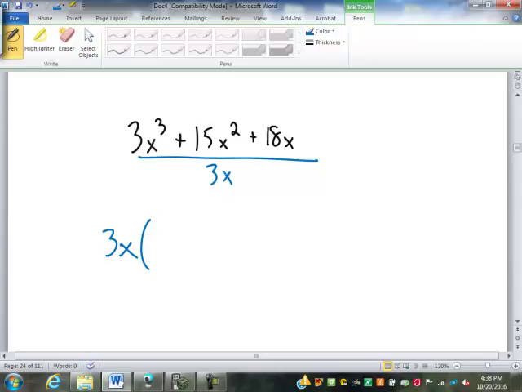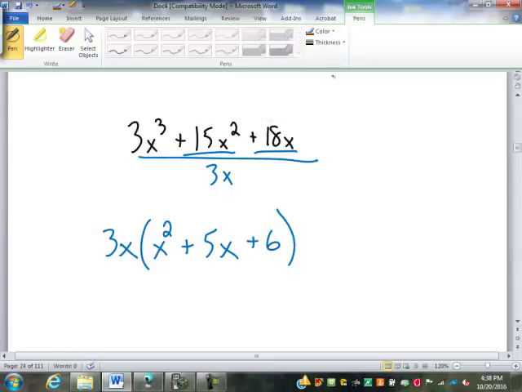3x to the third divided by 3x is x squared. Good. 15x squared divided by 3x, 5x. And 18x divided by 3x, positive 6.